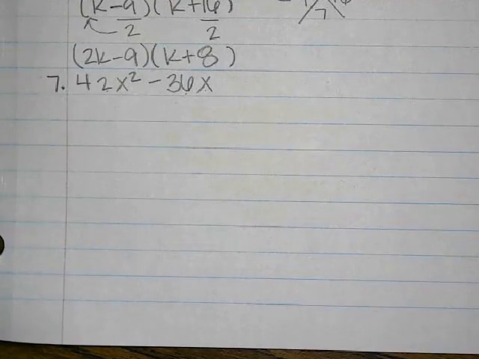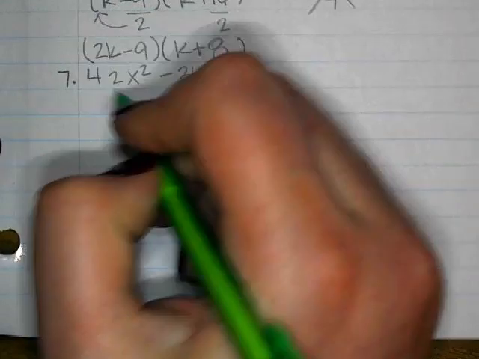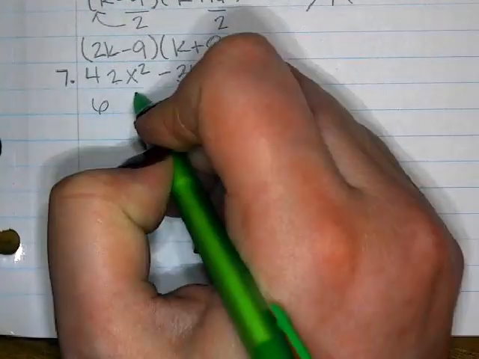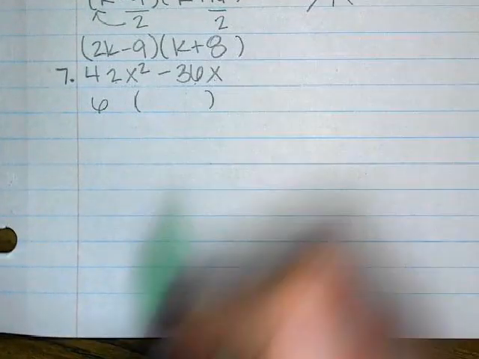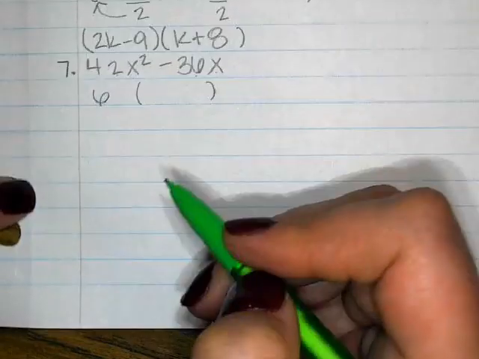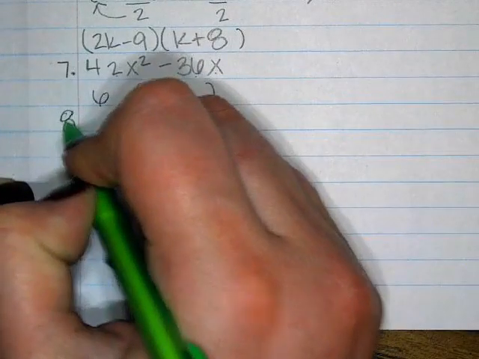Anyone figure out what's in common between a 36 and a 42? 6. All right. Number 8. So there's a little hint for you guys if you have gotten stuck.